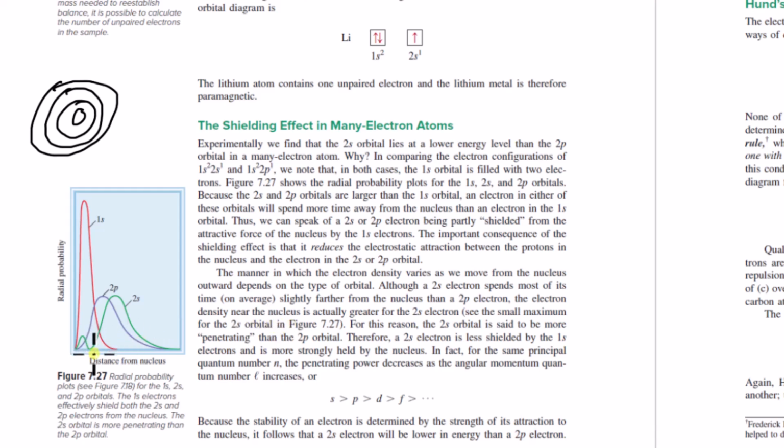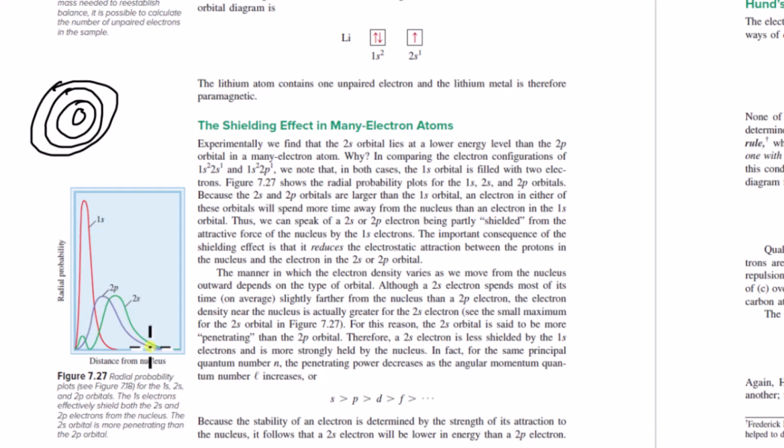So I guess you can think about it as at closer distances, the volume is smaller. For this reason, the 2s orbital is said to be more penetrating than the 2p orbital. Therefore, a 2s electron is less shielded by the 1s electrons and is more strongly held by the nucleus. Again, this is kind of confusing, but even though it seems to be farther away from the nucleus, it is a larger orbital, there's still less shielding of the 2s electron from the nucleus by the 1s electron than there is for the 2p, because of this here.